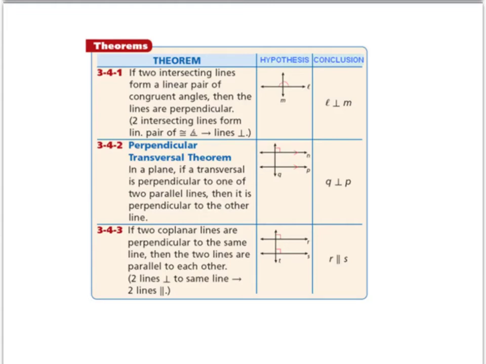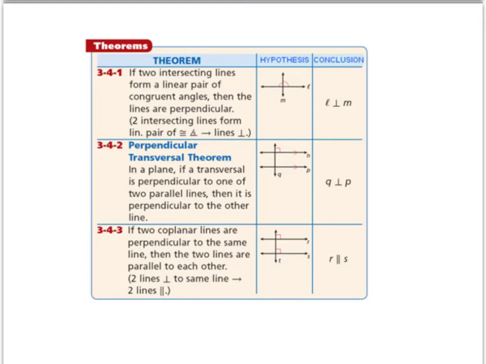Okay, we're just going to run you through some theorems here. The first theorem simply says, if two intersecting lines form a linear pair of congruent angles, then the lines are perpendicular. So that means I've got two lines intersecting here, line L and M, and they're crossing each other here. And if you end up with a linear pair of congruent angles, so here is my linear pair of angles, and they're going to be congruent, then that means that they have to be perpendicular, meaning that both of those angles are going to be right angles.